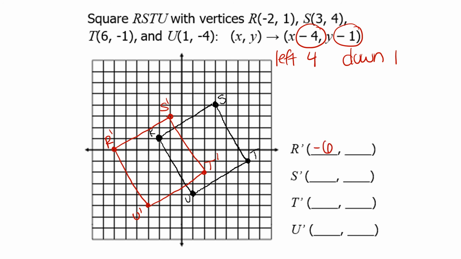R is going to be at -6, 0. S is at 1, 3. T is at 2, -2. And U is at -3, -5.